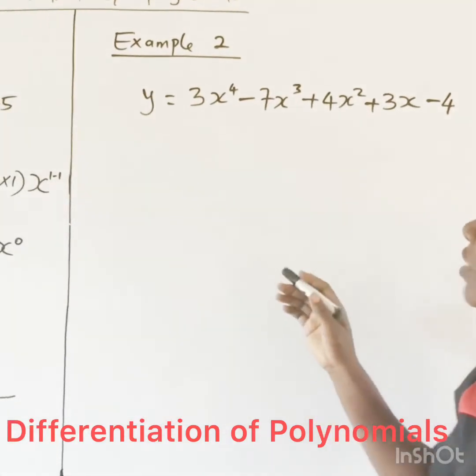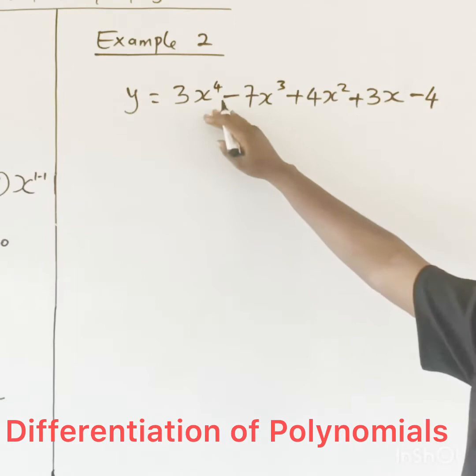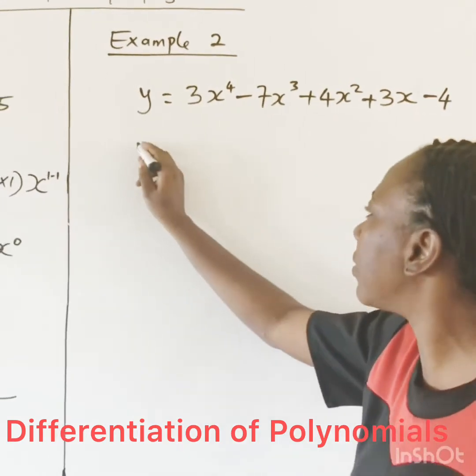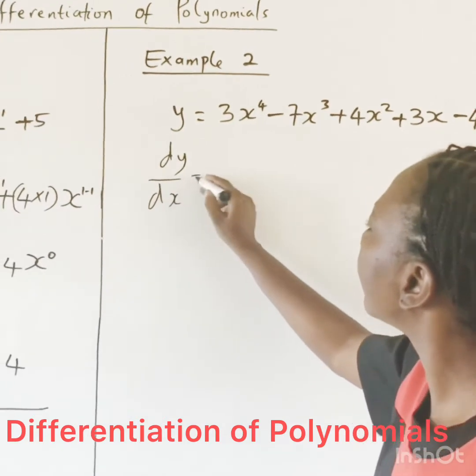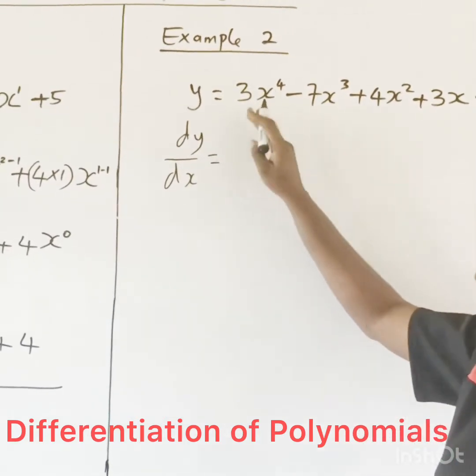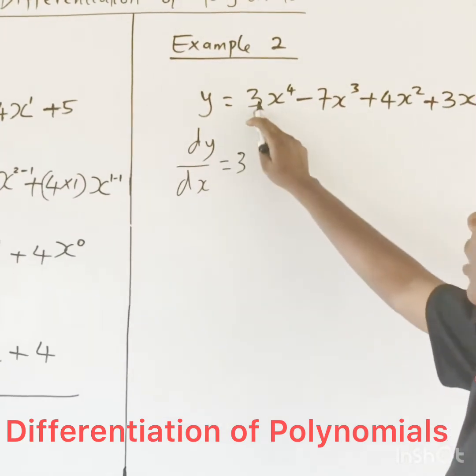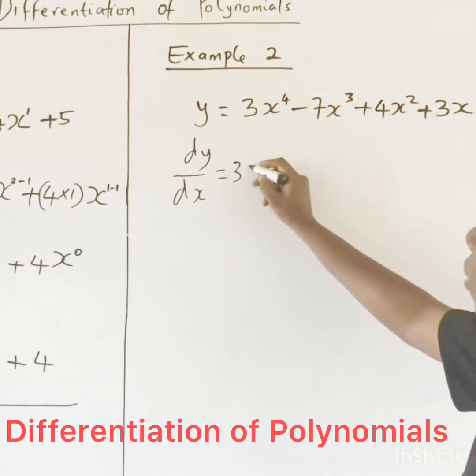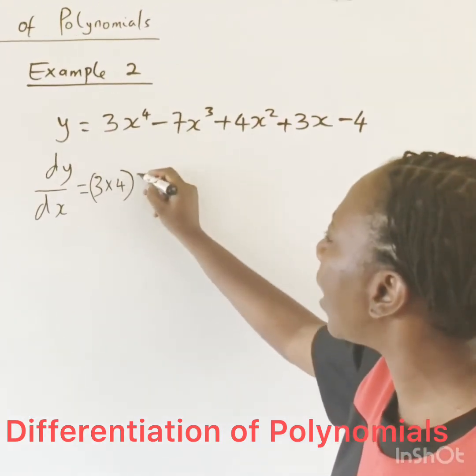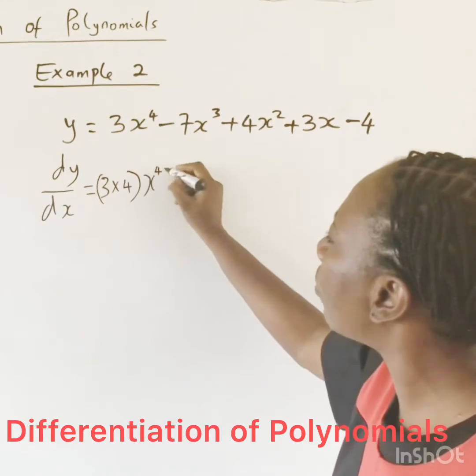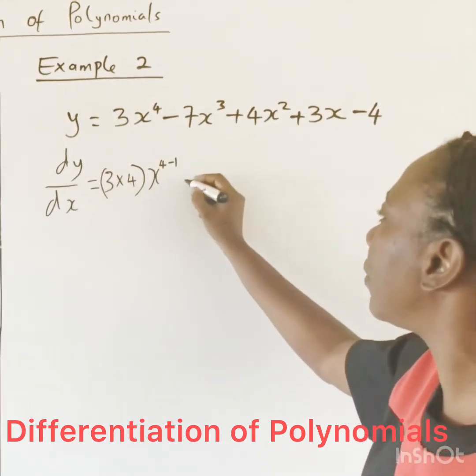Okay, for the second example, I have a polynomial of fourth degree. So let's take the derivative, dy dx. So for the first term, remember I said you do it term by term. For the first term, I'll have 3, the coefficient here, multiplied by the power of 4. Okay. Then for this, I will have 4. You subtract 1 from the power. Okay, I'm done with the first term.